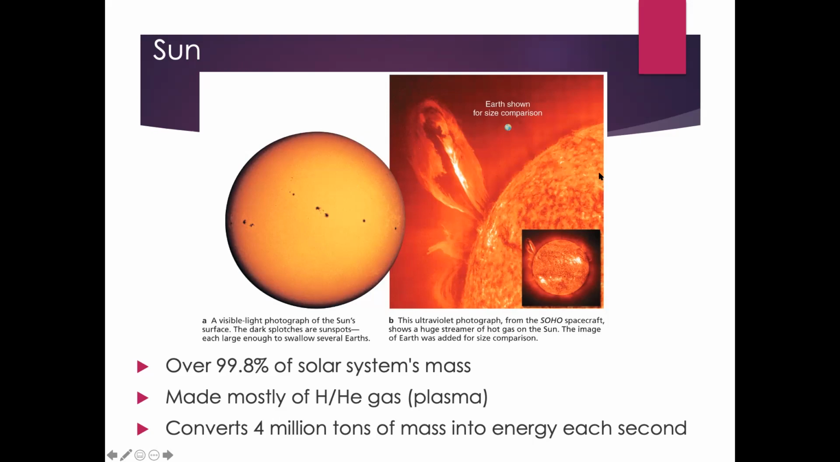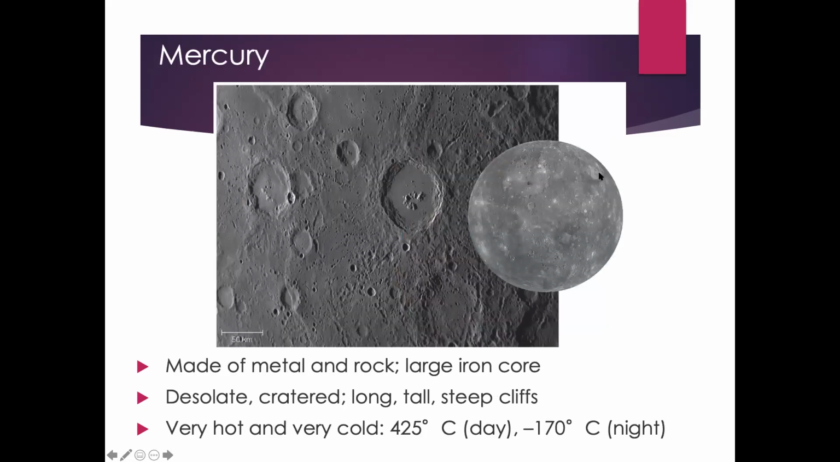All right. Then we've got Mercury. Mercury is made of mostly metal and rock. It has an incredibly large core, and the core is made of iron. The planet has no atmosphere at all. It is completely desolate. There are tons of craters all over its surface. It has very steep cliffs, right? Long cliffs, tall and steep.